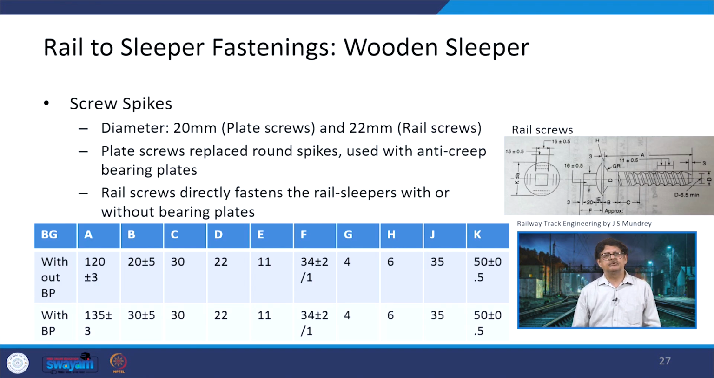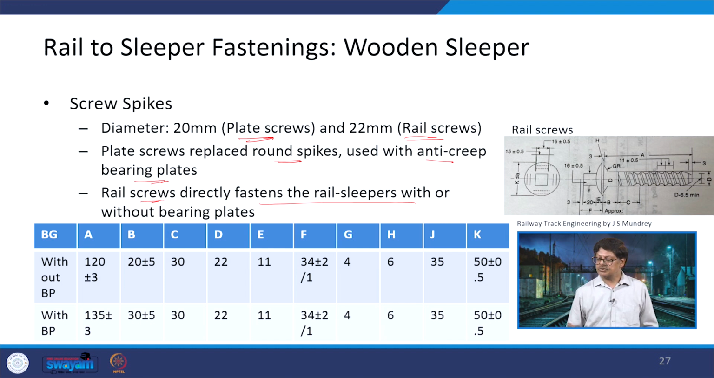Now, in these screw spikes, there can be two types of screws. One is defined as a plate screw, another is defined as a rail screw. Plate screws have replaced the round spikes used with anti-creep bearing plates, and rail screws directly fasten the rail and the sleeper with or without the bearing plates.